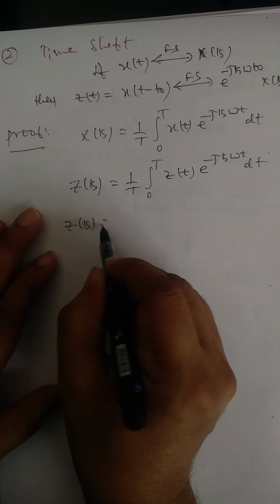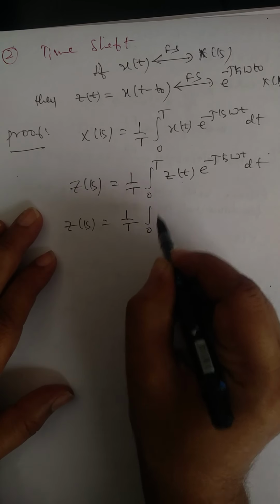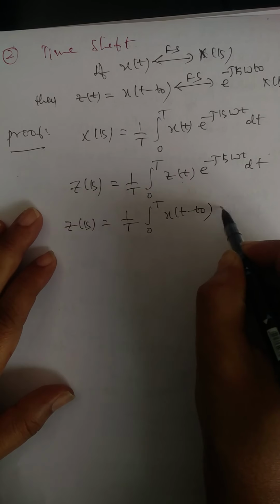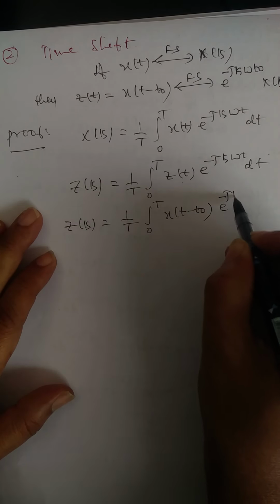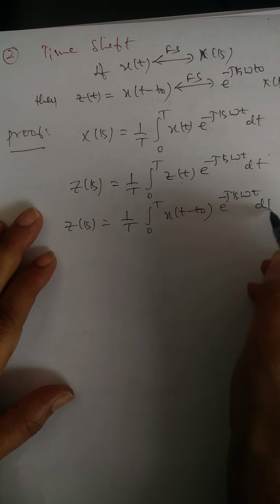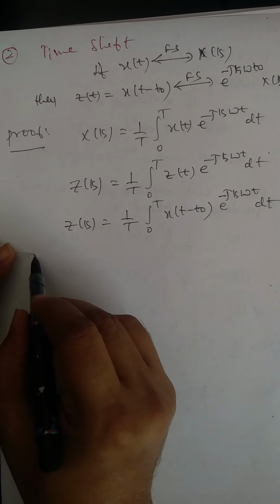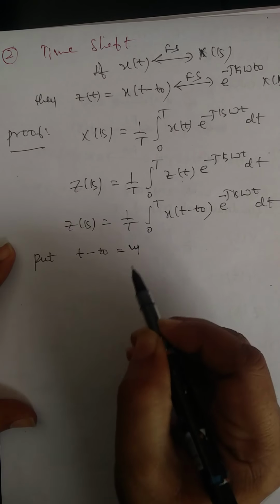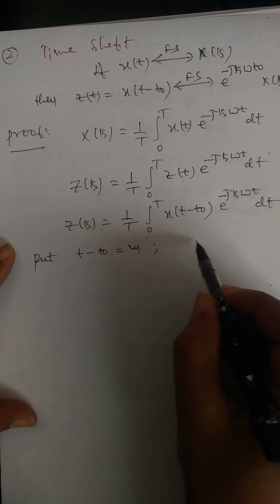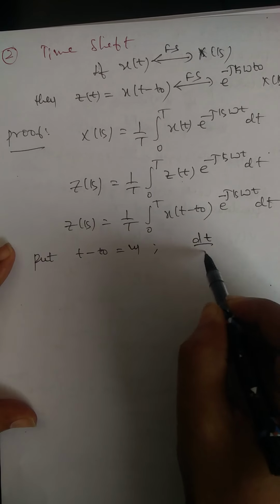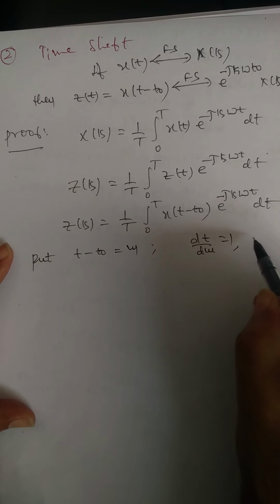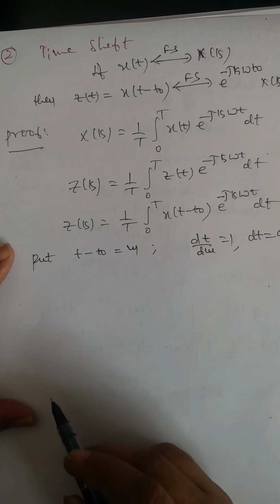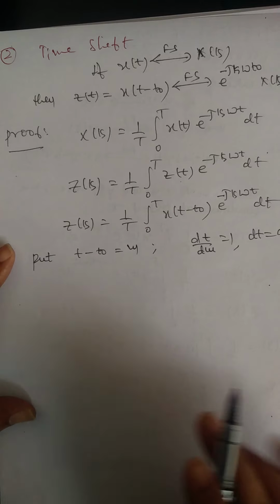Z of k is equal to 1 by T integration of 0 to T, this is x of t minus t naught, e to the power of minus jk omega t into dt. Let us put t minus t naught equal to m. From this I can write that dt by dm is equal to 1, dt is equal to dm. Integral limits will be the same, that is, we will get 0 to T only.